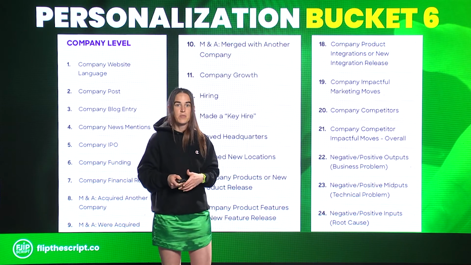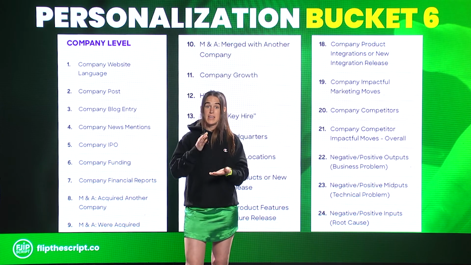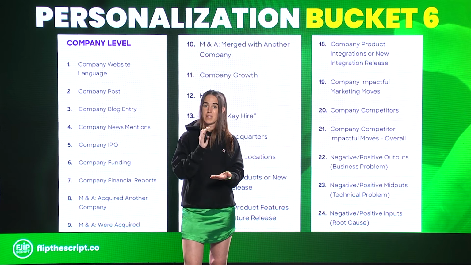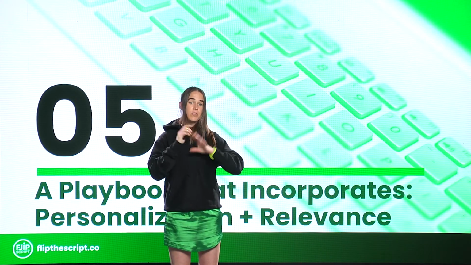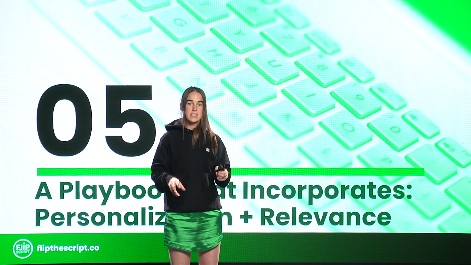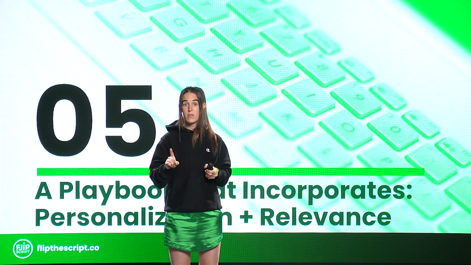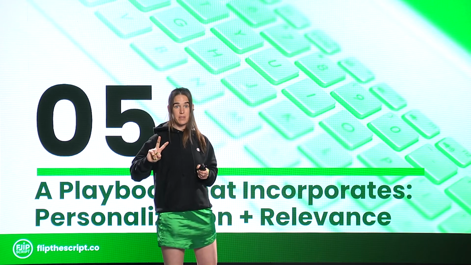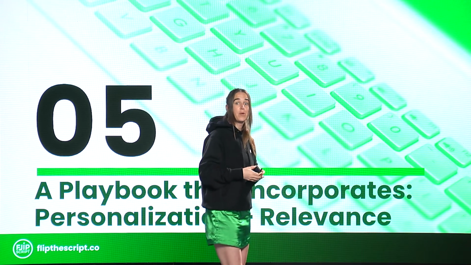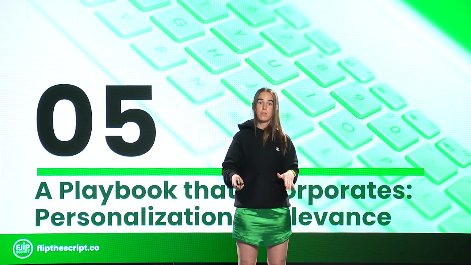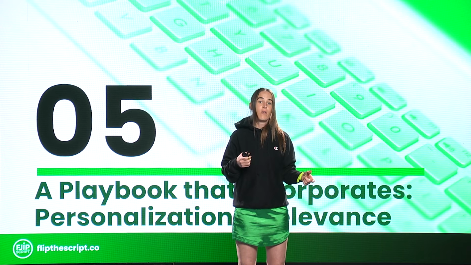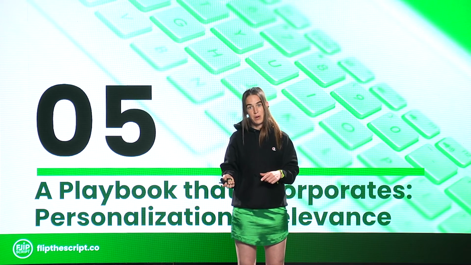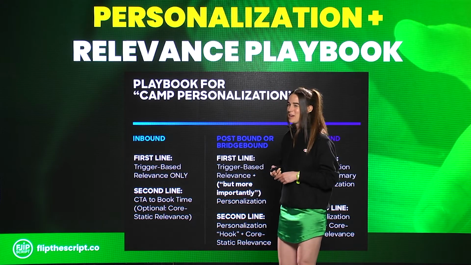So for instance, this has to be about a company, but it needs to be something that triggers your prospect specifically and couldn't have been a mass blast. So those are the different elements between personalization, relevance type number 1, which is trigger-based relevance, and relevance type number 2, which is core static relevance. I now want to go into a playbook where you combine all 3 of those elements, if you do believe in personalization, and then if you are part of the dark side and don't believe in personalization. So let's jump in here.